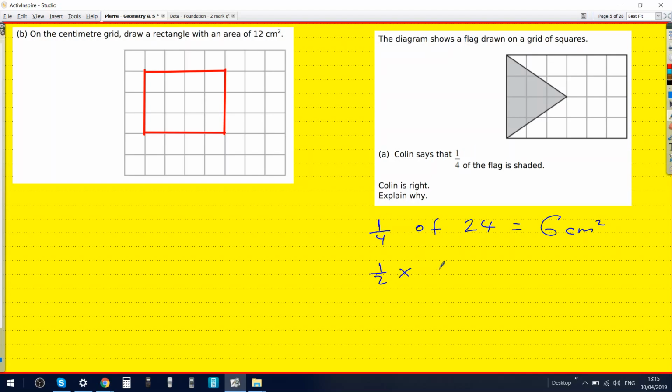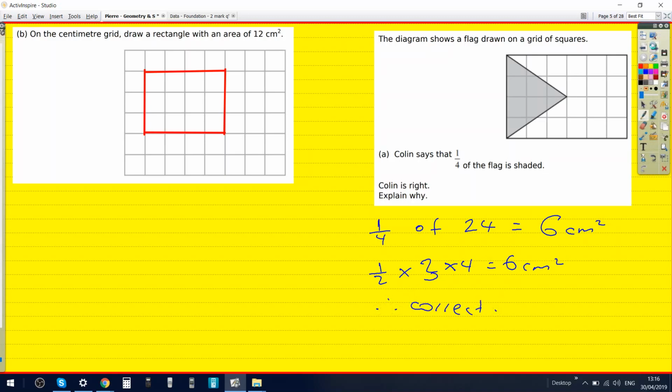Yeah. What's the base? What's the height? So the base is half times 4 is 2. So it'd be 2 times 3, 6. So it's correct. Yes. That's 3 and that's 4 is 6. Yeah, therefore he's correct. That's it.